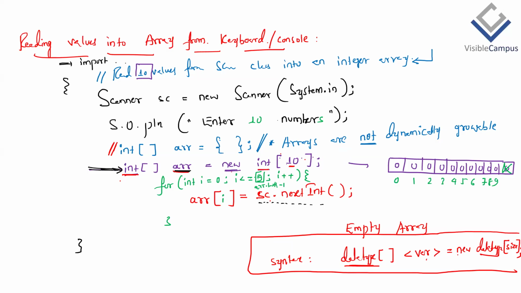And how many? Only 10 we can add. We cannot add 11. But if you add only 8 or 9, then default values of zeros will be taken for the remaining empty cells. Clear? Array size is maximum 10 only, sir? No, you can give anything. You can give 100 also.